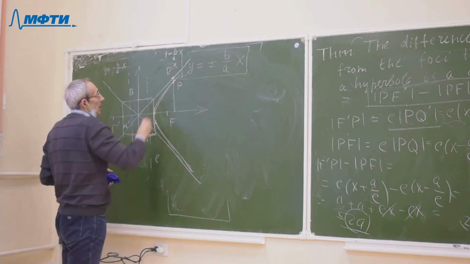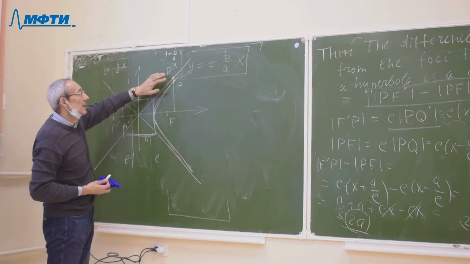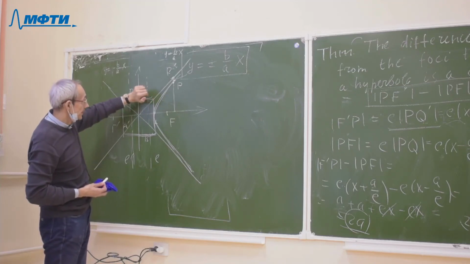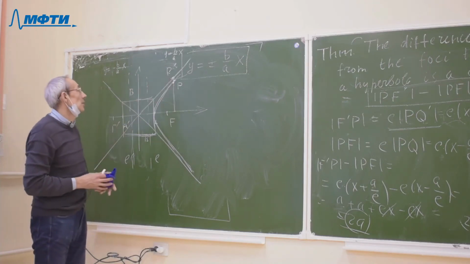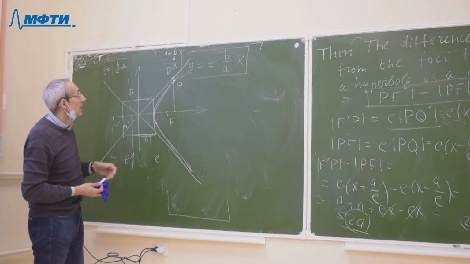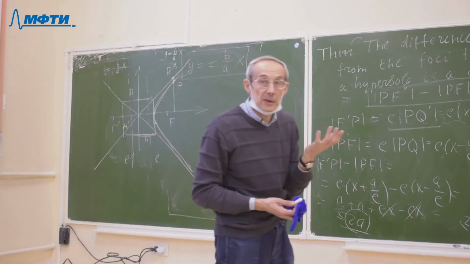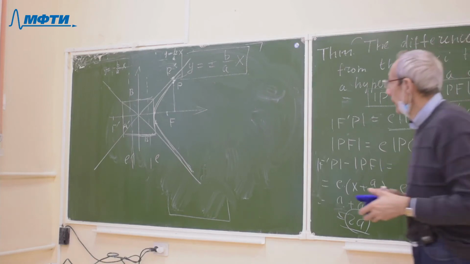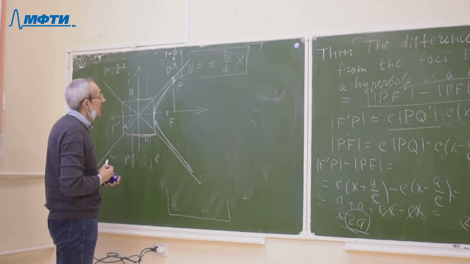And our claim is to calculate the distance between 2 points. These 2 points have the same coordinate x, and the difference is exactly equal to the difference between the coordinates y of these 2 points. And let's calculate this difference.